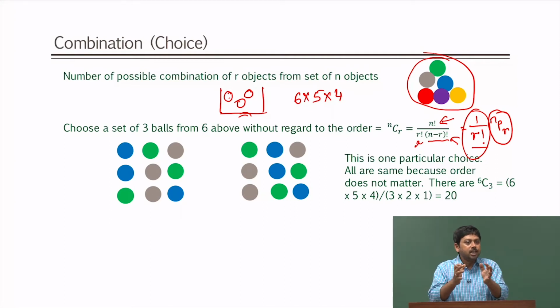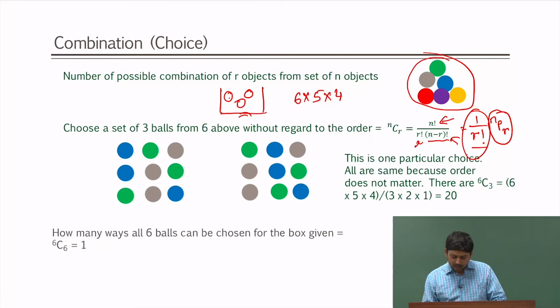So, combination means you combine things. You combine 3 balls and give them a single label, just like what is mentioned here. So, 6C3 is 6 into 5 into 4 divided by factorial 3, and that becomes only 20. So, how many ways can 6 balls be chosen from a box given? Now, let us say I have to choose all 6.